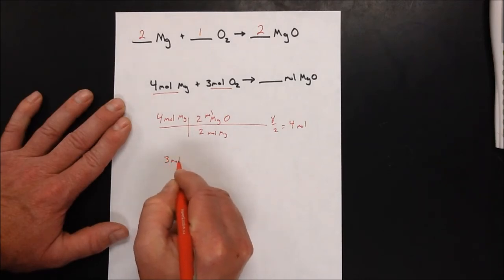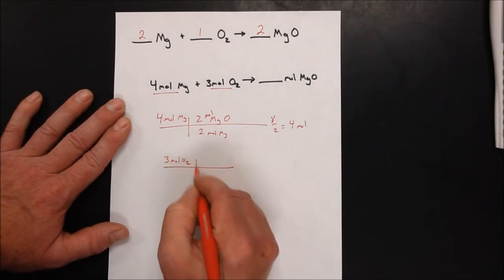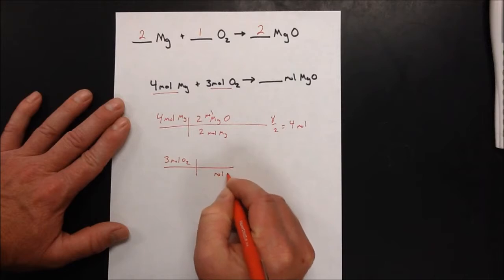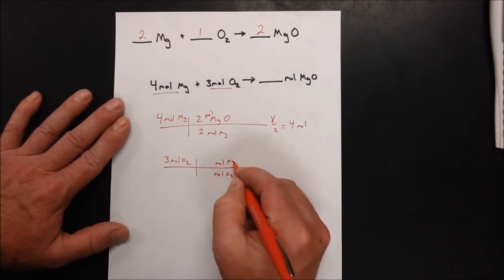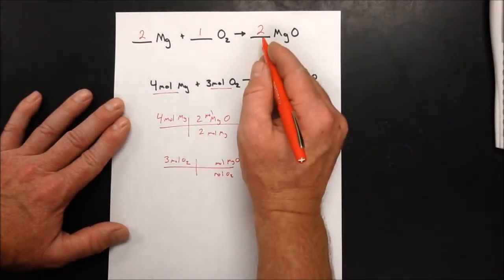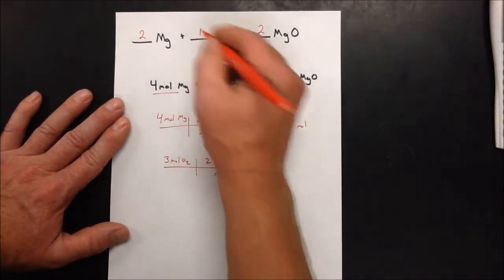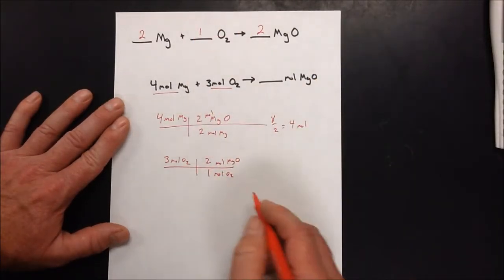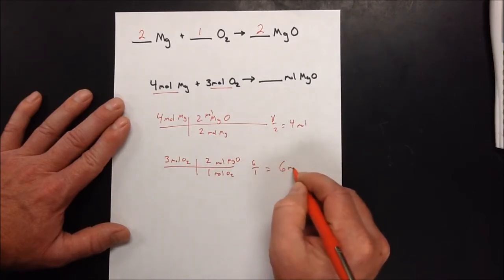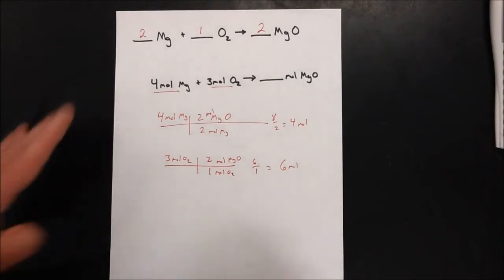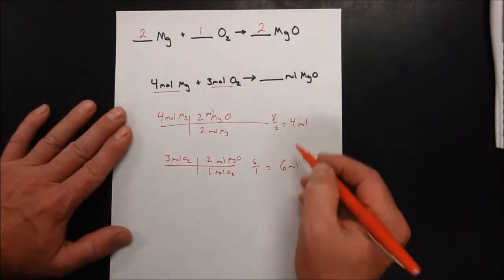If I have 3 moles of O2, moles of O2 to make it cancel is going in the bottom. I'm going to go to moles of magnesium oxide, and that is from the equation 2 magnesium oxide for every 1 O2. 3 times 2, 6 on top, over 1. Gives me 6 moles of product. So again, very similar to the cheeseburger situation here. Do I get 4? Do I get 6?